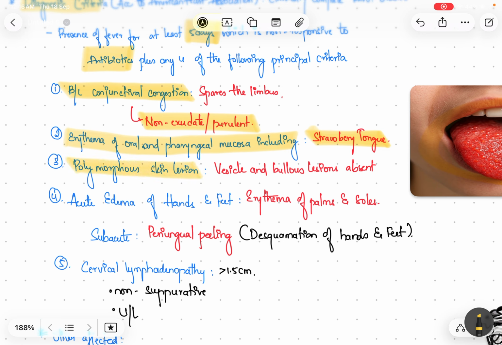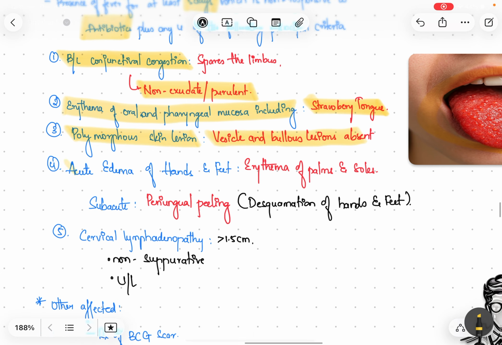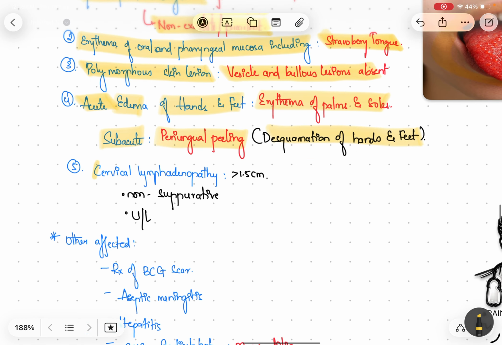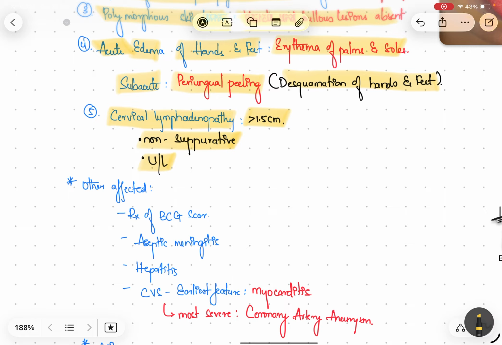Polymorphous skin lesion, where vesicular or bullous lesions are absent. Acute edema of hands and feet, erythema of palms and soles. Subacute periungual peeling, desquamation of hands and feet. Then we discussed above cervical lymphadenopathy, which should be more than 1.5 centimeter, non-suppurative. Usually it will be unilateral.